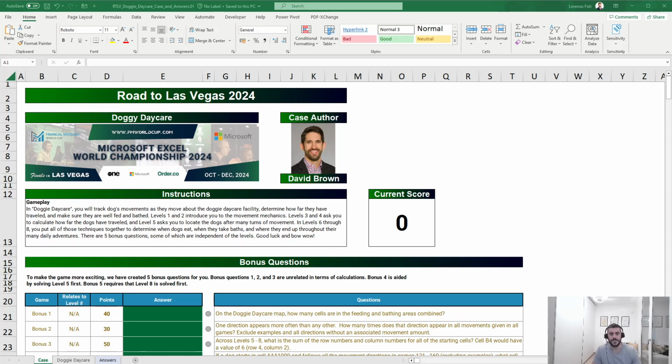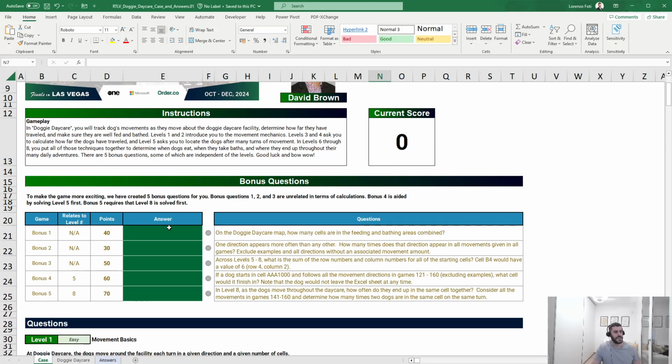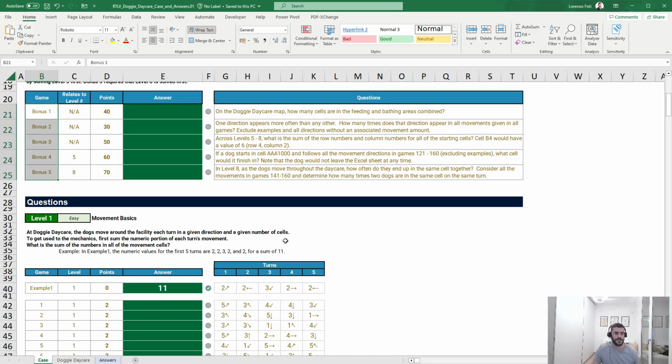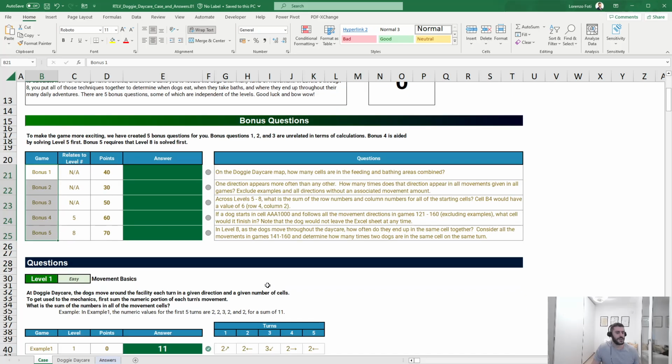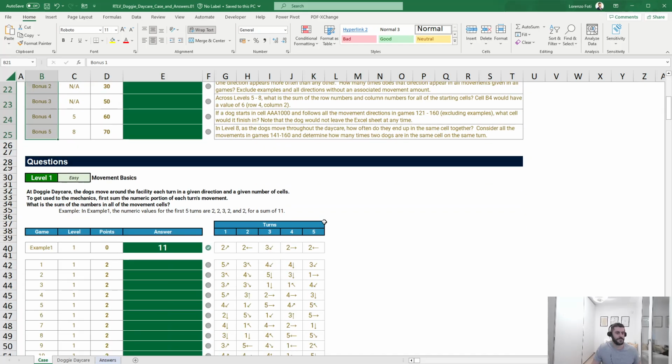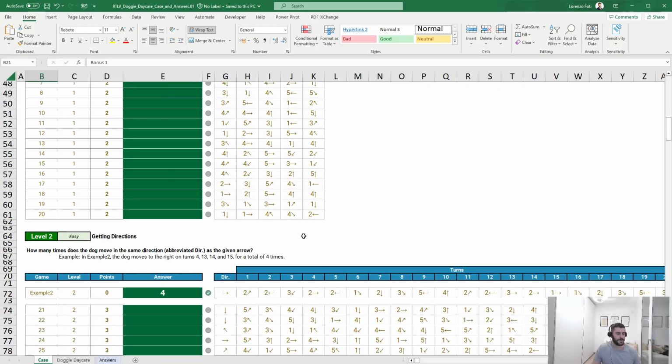But the idea for today is to have a walkthrough, basically, of the case we had yesterday, which is called Doggy Daycare, designed by David Brown. Overall, I think it was a very nice case. A little bit different from the previous ones because it had five bonus questions and eight levels of increasing difficulty. So a quite long case, even if the first levels were very easy, so manageable for all levels of competitors.